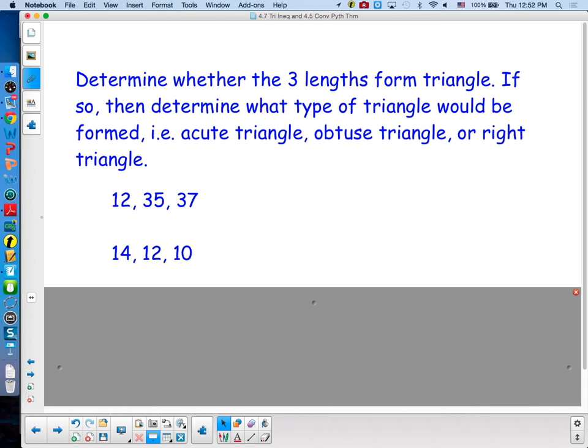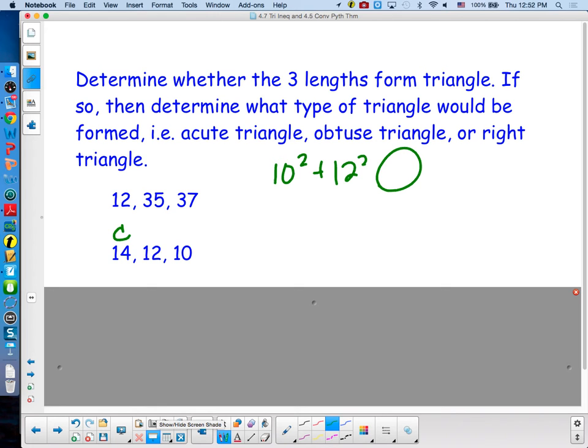I'm seeing some work right, but the wrong kind of triangle. I believe this one ended up acute. Yes. Now, which was the longest? 14. 14, that's your C. The other two, it really doesn't matter. So I should have seen 10 squared plus 12 squared compared to 14 squared. And I did see a lot of 100s and 144s. Added together, that's 244. 14 squared is? 196. Okay, they're obviously not equal.